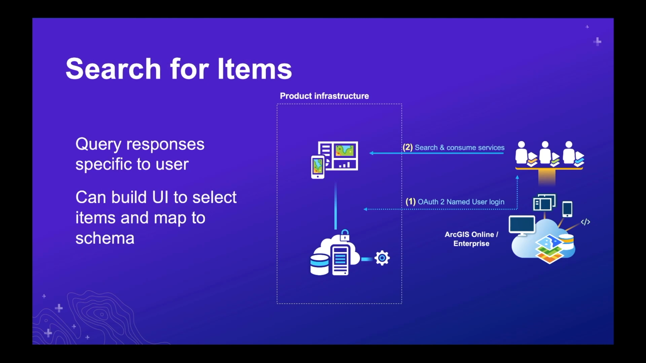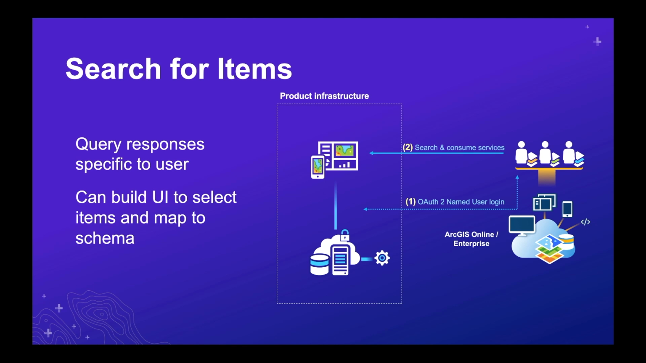The second option is to search for items, and this is the one that we'll demo a bit more in depth. So in this case, let's say that you have an end user, you know, they maintain data in ArcGIS. How do you discover what that data is? Well, again, you can have that user log into your application with their account. That will give you credentials scoped to their account, which you can then use to query the data that user has access to. And since the credentials that you're using for the query are specific to the user, you'll only see the results that are specific to that user as well.